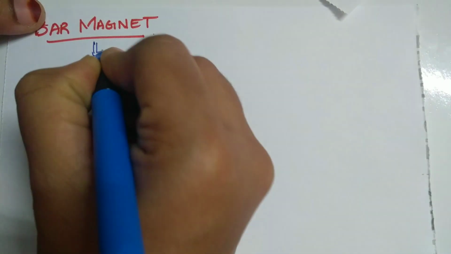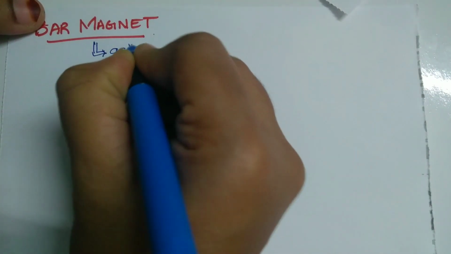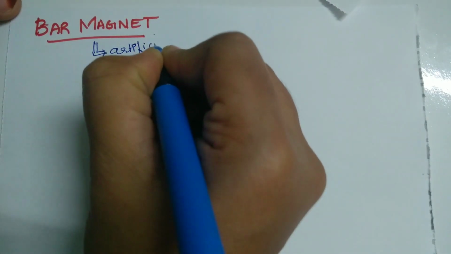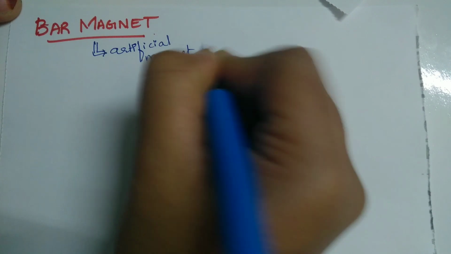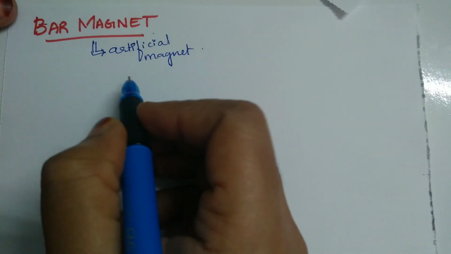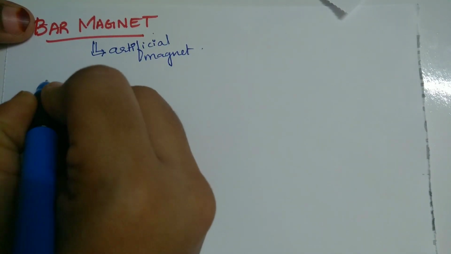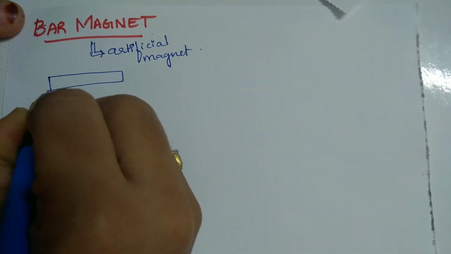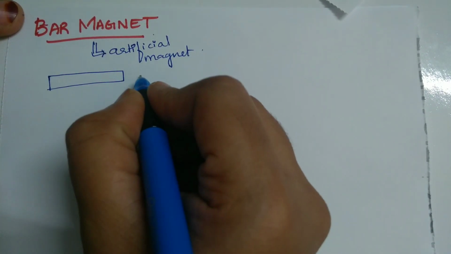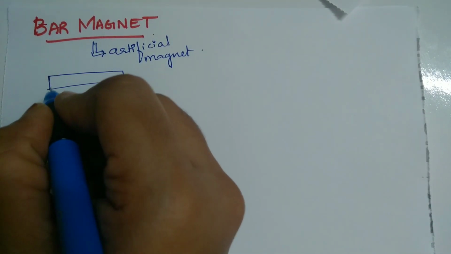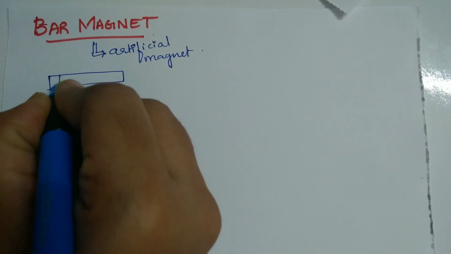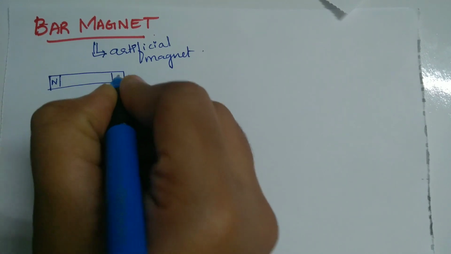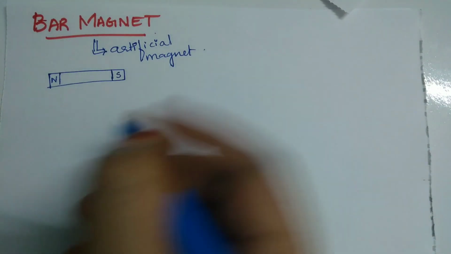Bar magnet is one of the forms of artificial magnet, so it is one of the examples of artificial magnet. A bar magnet can be in the shape of a cylinder, or it can be in the shape of a rectangle. It will have two poles in it, that is north and south poles.